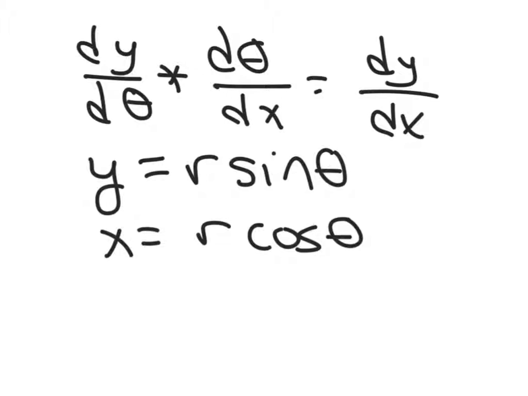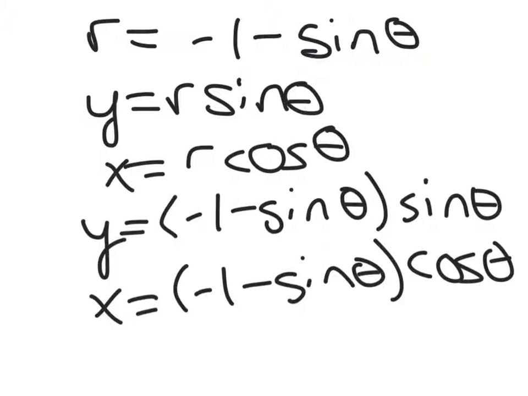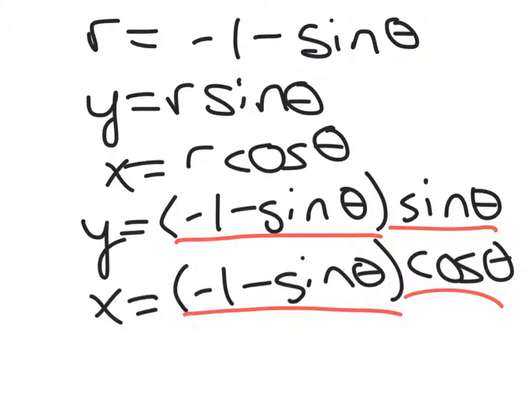So we want to note that y is equal to r sine theta, so take your r and multiply it by sine theta. x is equal to r cosine theta, so take your r and multiply it by cosine theta. Since r is -1 minus sine theta, the y will become (-1 minus sine theta) times sine theta, and the x will become (-1 minus sine theta) times cosine theta.